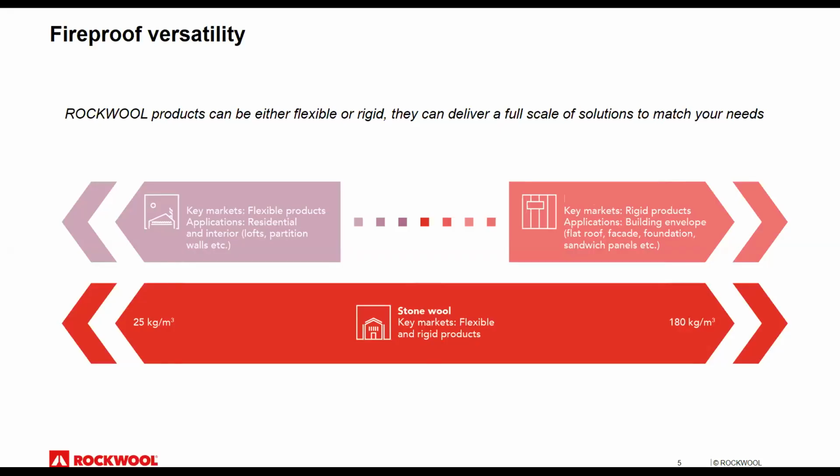If we look at the insulation products, they are very flexible. We use them for many different areas inside the building, both the low density products, residential interior products, loft, partition walls, etc. And then we can go to the very high density products, the rigid products, which can be used in the building envelope, flat roof, facade, foundation, sandwich panels, and whatnot. And again, it's all based on the same process. It's all stone wool based.